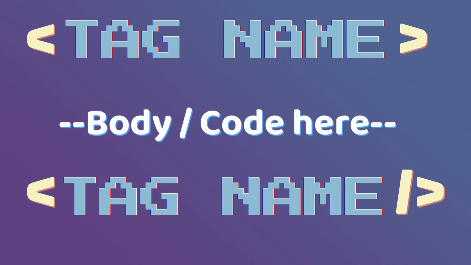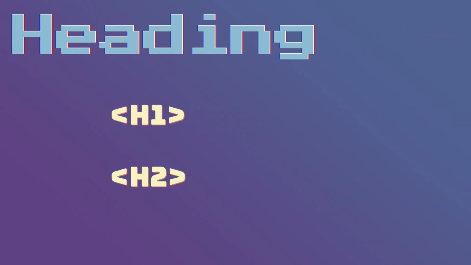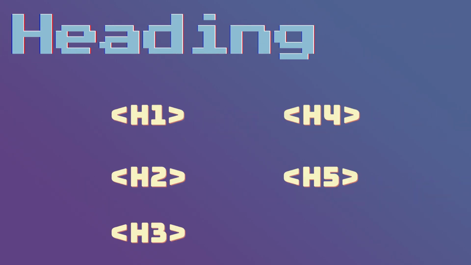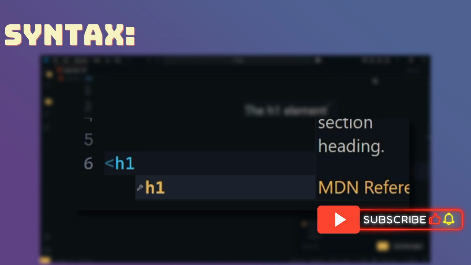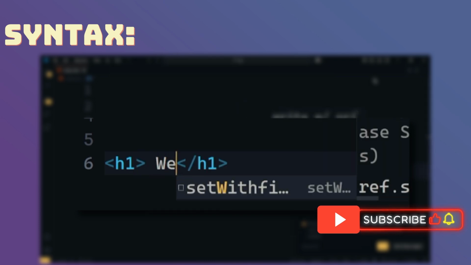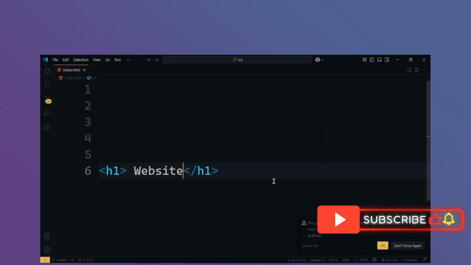Now let's write a heading in your website. In order to write a heading, we have 6 different types of tags, from the h1 tag to the h6 tag, and the size from h1 to h6 is decreasing. Now let's write this syntax, make our h1 tag, and write the content between the h1 tags.